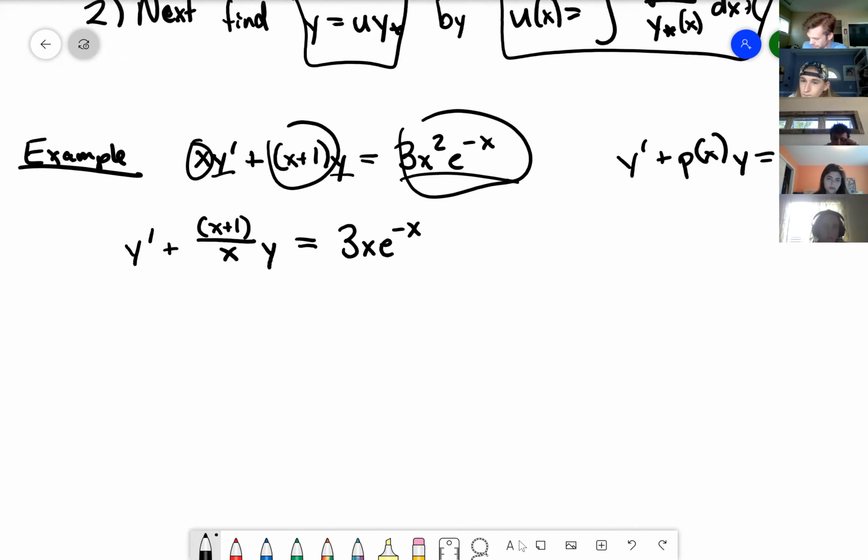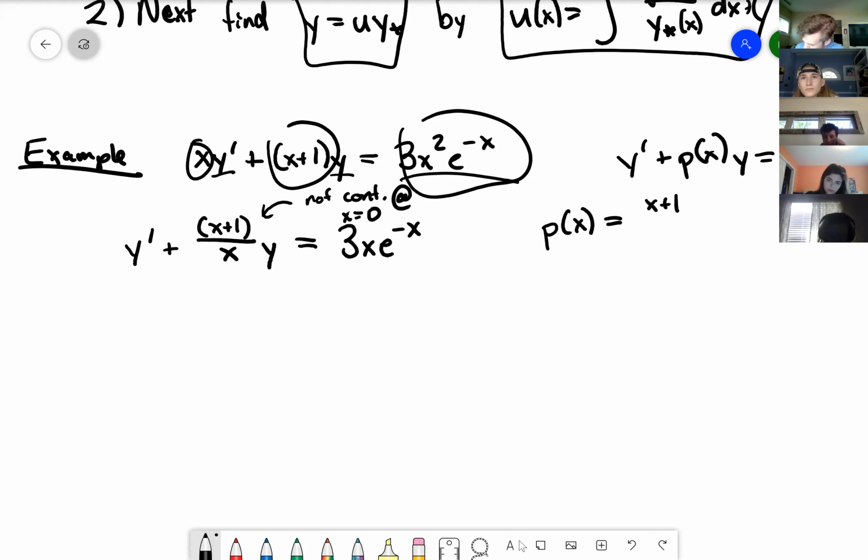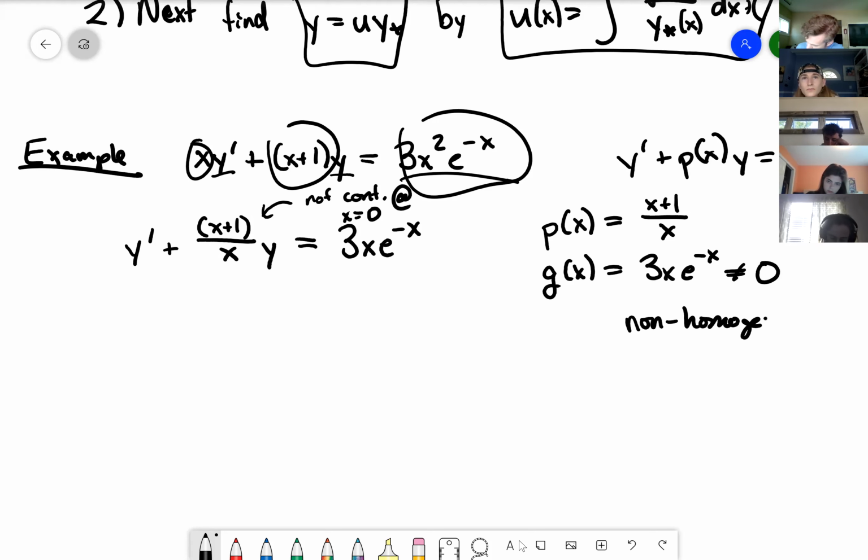So we're hoping that this is continuous at x equals 0. So we hope our initial condition is somewhere away from 0. All right, so we have here p of x is equal to (x plus 1) over x, and q of x is 3x e to the minus x, which is not 0. So this is non-homogeneous. If it was homogeneous, it would just be a separable equation. We wouldn't have to do that.